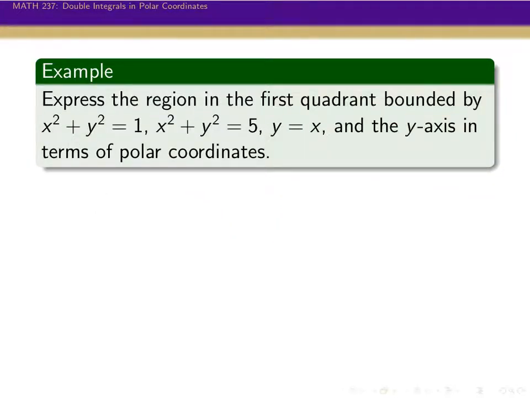So now let's look at the region again, this time in the first quadrant, bounded by x squared plus y squared equals 1, x squared plus y squared equals 5, y equals x, and the y-axis. So we've got 4 things in here. So let's start drawing this out.